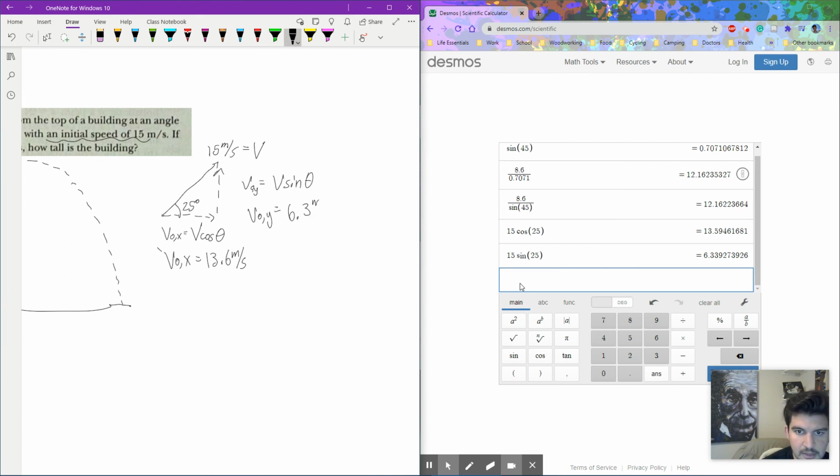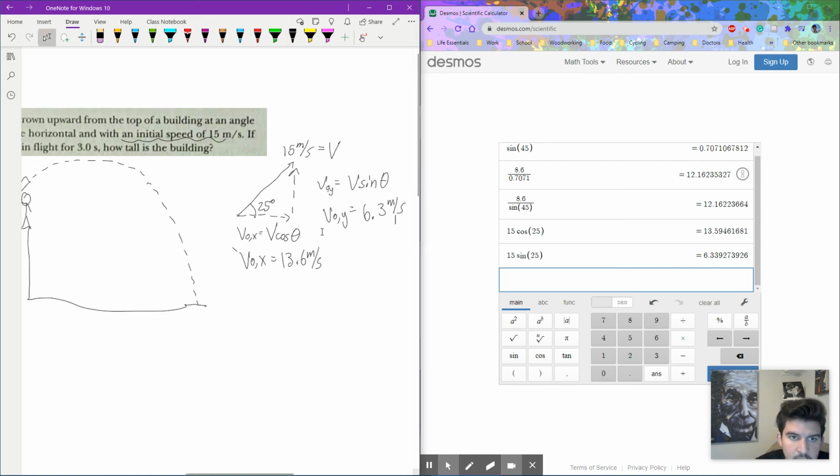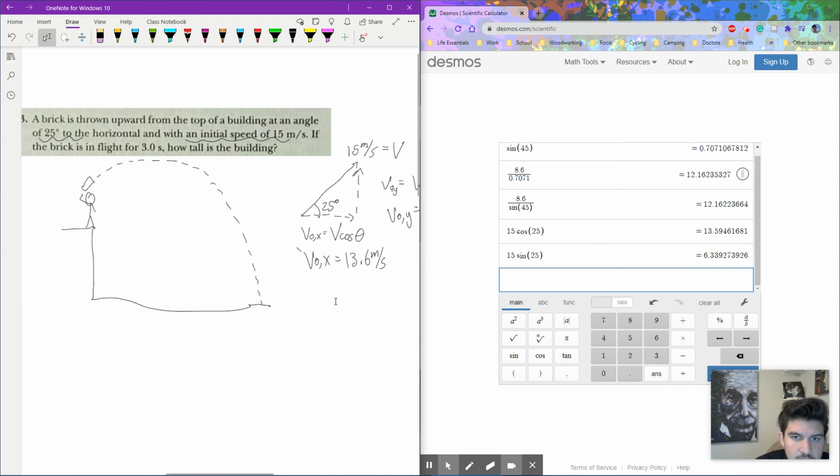Okay, and so if we think about this in terms of the real world, 25 degrees is barely like this. So that means most of my speed is going in the horizontal direction and very little of it is going in the vertical direction, which is why those numbers are so different. Okay. Now let's go back to our diagram.